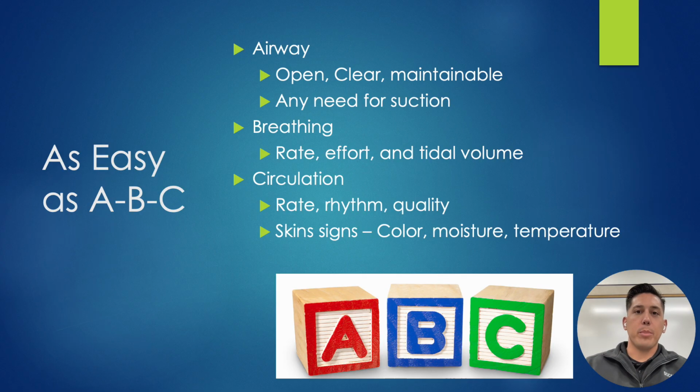After we've checked our AVPU and gained our orientation questions, we need to check the patient's ABCs. We need to check their airway, breathing, and circulation. For airway, we assess that it's open, clear, maintainable, and if there's any need for suction, we can drop an NPA or an OPA. We can suction the patient, or if we have to, we can roll the patient on their side to assist with that airway management.